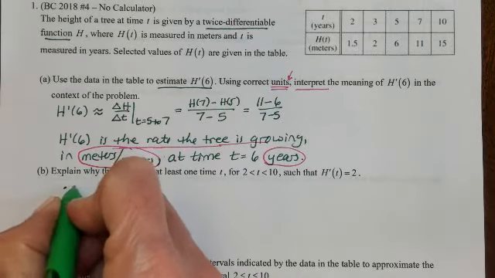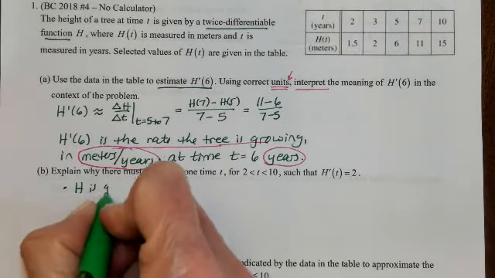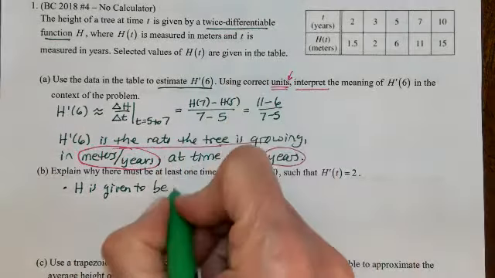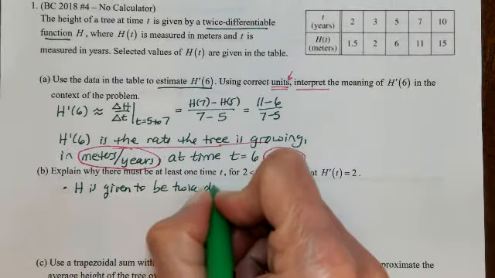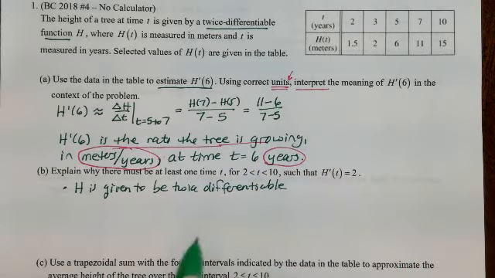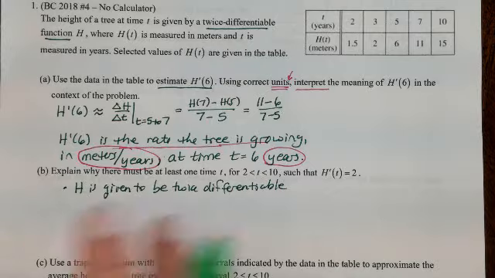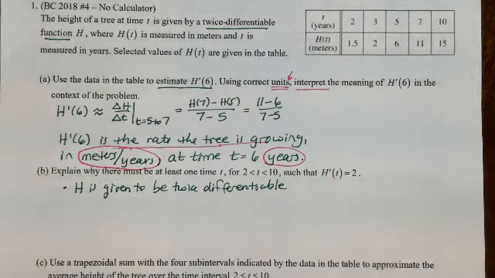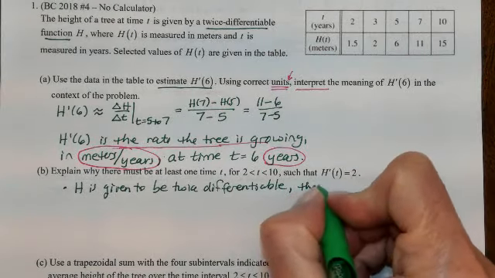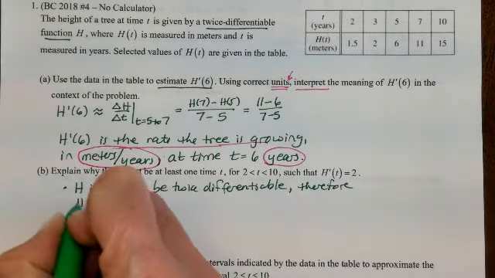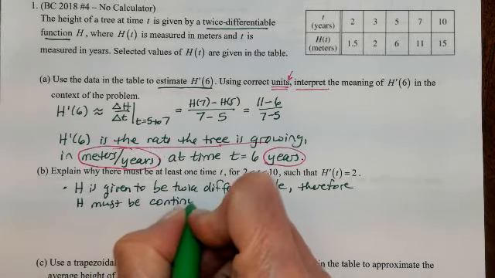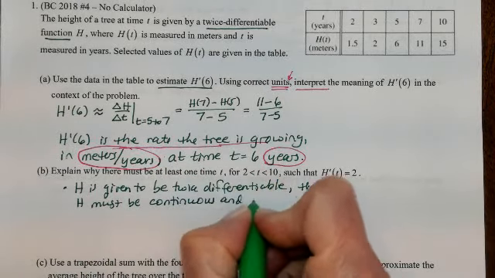I'm going to say, all right, h is given to be twice differentiable. That means h is twice differentiable, not just from 2 to 10, but everywhere, right? So it's given to be twice differentiable. Therefore, h must be both continuous and differentiable.